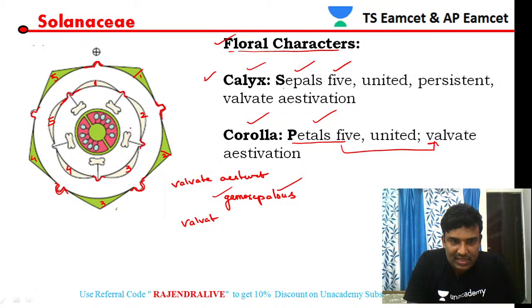Then if you see here, these are the stamens. The stamens are connected to the petals. Stamens are attached to petals.